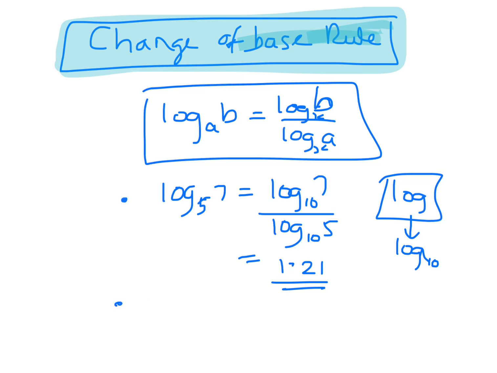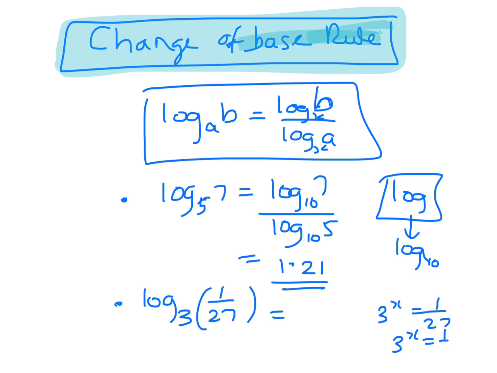Now this rule also applies if you've got something like this. You can use your head. What do I raise 3 to, to give 1 on 27? The answer is minus 3. Because 3 to the x is 1 on 27. 3 to the x is 1 on 3 to the 3. And when you bring it up to the top, you get minus 3. So the x will equal minus 3.